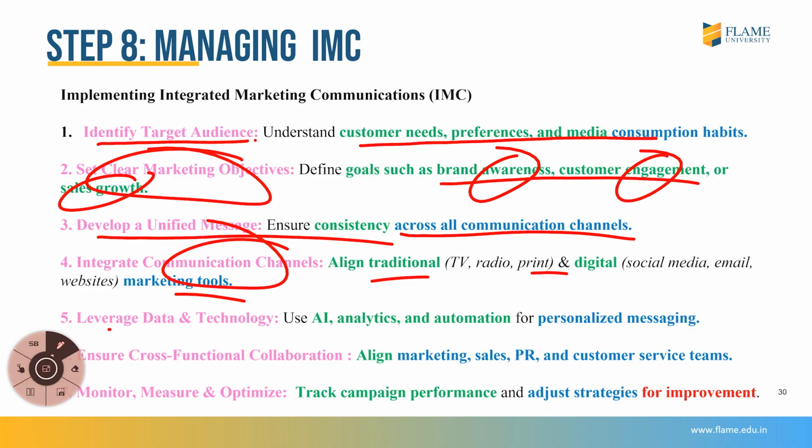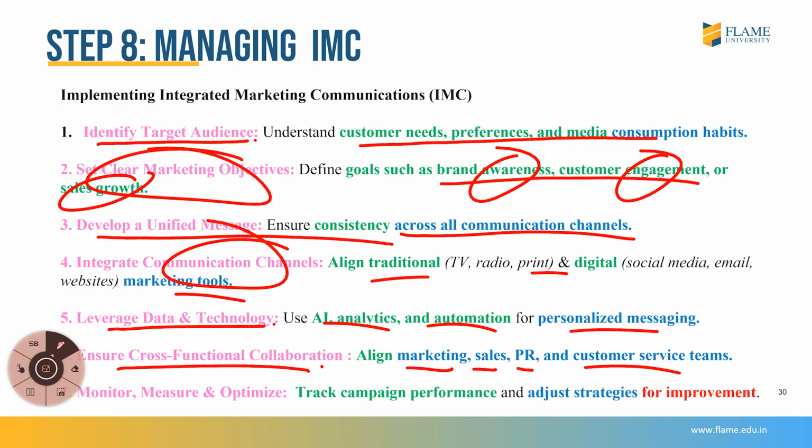Next is leverage data and technology. Use AI, analytics and automation for personalized messaging, because now the world is moving towards individual level marketing. So, AI, data analytics, everything plays a very, very important role. Ensure cross-functional collaboration. Align marketing, sales, PR and customer service teams. Everybody should be saying the same thing. Marketing guys should not be saying something different from what sales are speaking. PR team should not be propagating something else and the service team also should not be saying something else. All the messages have to be across all communication channels. It has to be consistent.